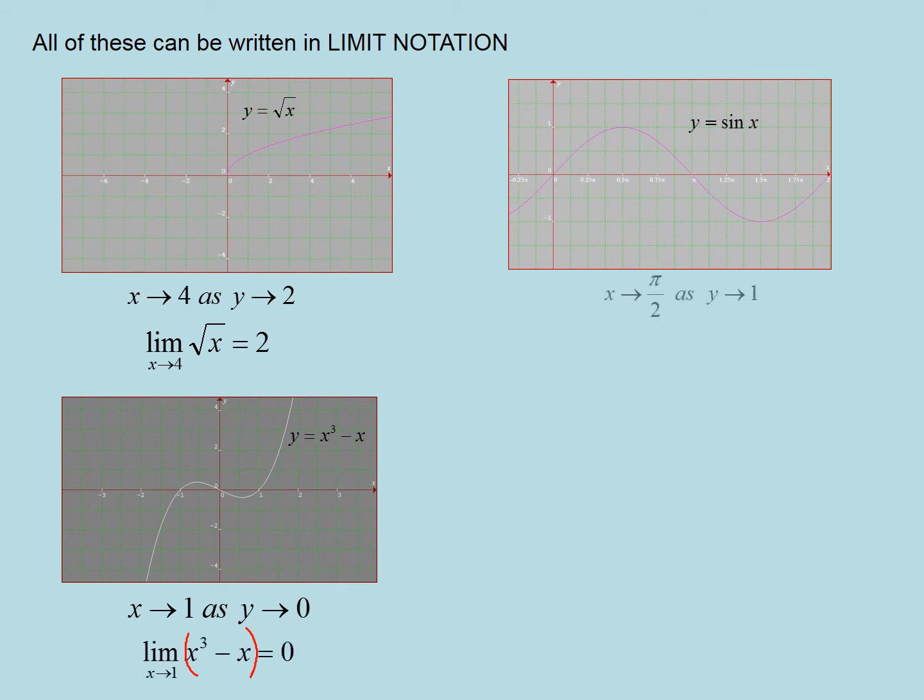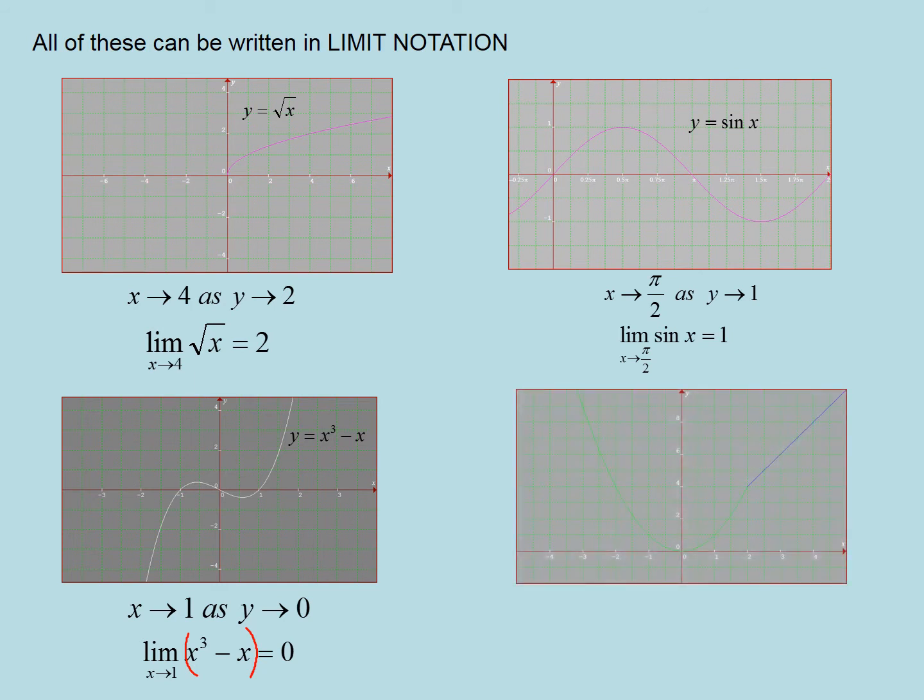The next graph we looked at was the trig function. That is the sine of x. We looked at as x approaches pi over 2, y approached 1. So written as a limit, we would say the limit of the sine of x as x approaches pi over 2 equals 1.